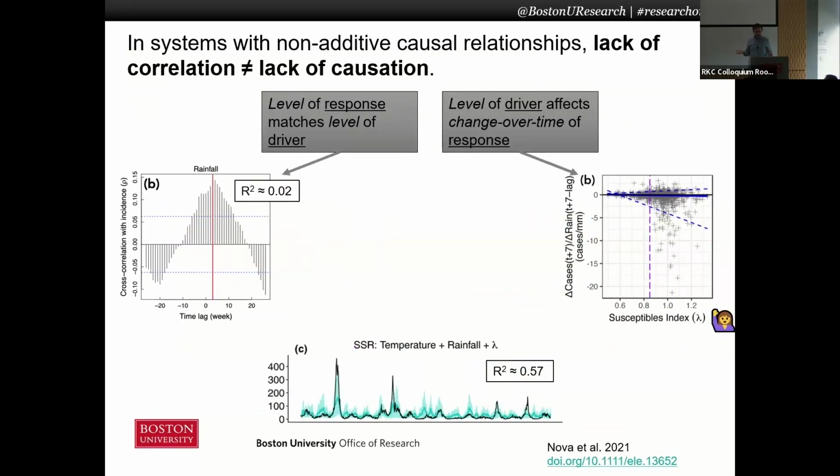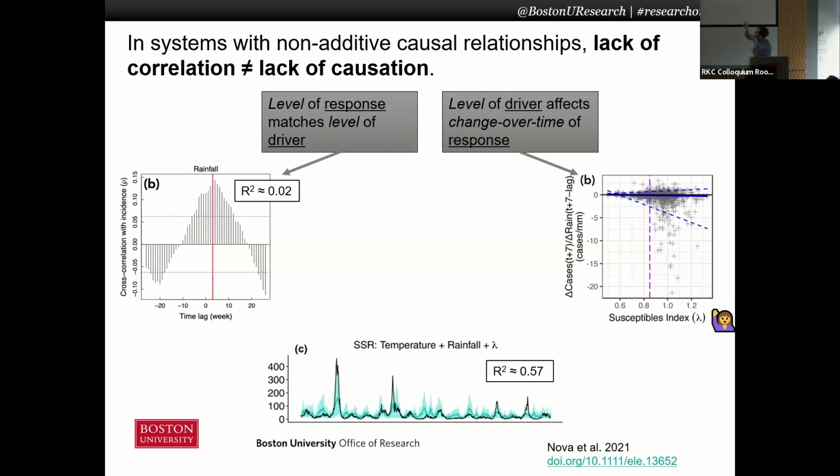What do the data actually say? Well, when I talk to the data, they say that they need a nonlinear time series approach to really understand their causal interactions. If we just look with a static correlation, if we just try to match the level of cases to the amount of rainfall, we see almost no evidence of interaction. But that's misleading in a case with coupled nonlinear dynamics.